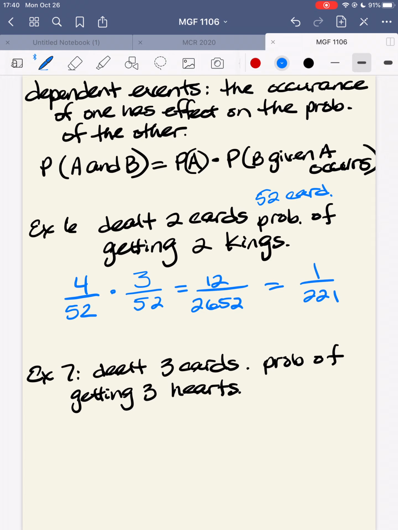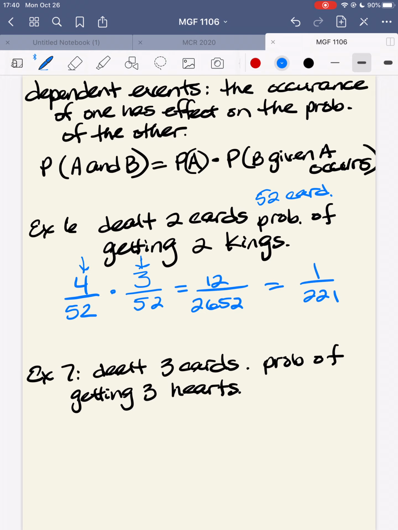Because I drew these cards at the same time, I still drew them from the same 52 card deck. But if I get a king the first time out of these 4, then I'm only left with 3 to try to get my second king.